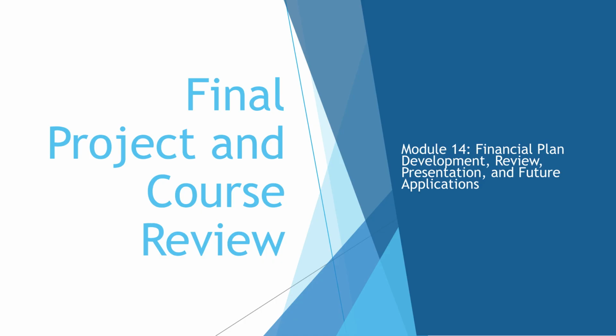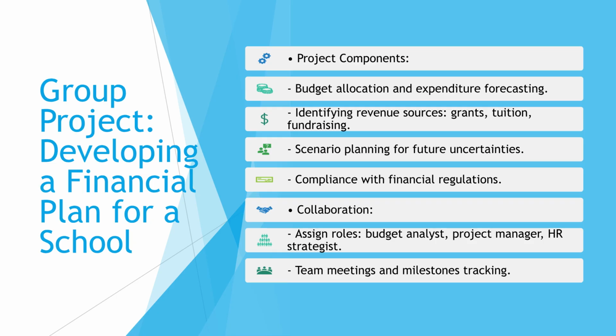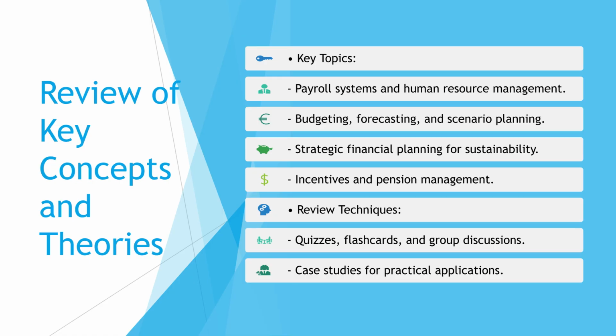Module 14 focuses on the final project and course review, including financial plan development, review, presentation, and future applications. The group project involves developing a financial plan with budget allocation, expenditure forecasting, revenue source identification, scenario planning, and compliance. Effective collaboration with assigned roles is essential. Key topics reviewed include payroll systems, budgeting, strategic financial planning, and incentives management.